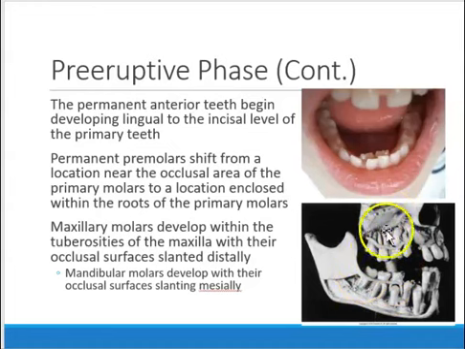What you'll notice is when you look at the maxillary molars, max meaning upper jaw, their occlusal surfaces, the biting surfaces, are actually slanted distally, to the back. And if you look at the mandibular molars, which are at the bottom, they actually slant mesially, so they go towards the midline, whereas the maxillary molars shift backwards, distally.